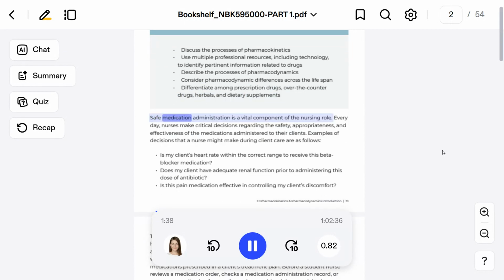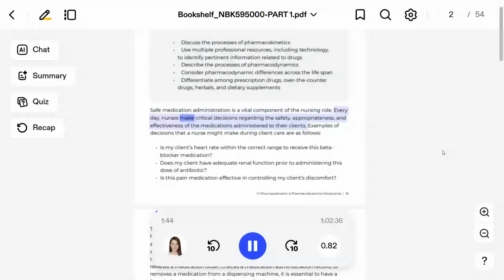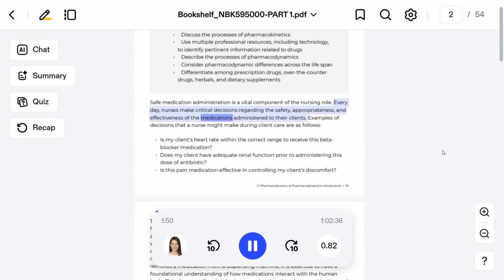Safe medication administration is a vital component of the nursing role. Every day, nurses make critical decisions regarding the safety, appropriateness, and effectiveness of the medications administered to their clients.